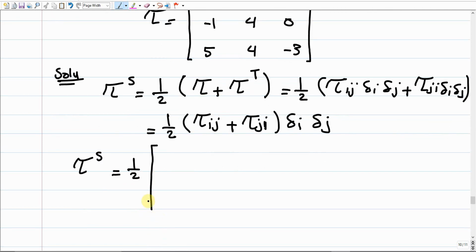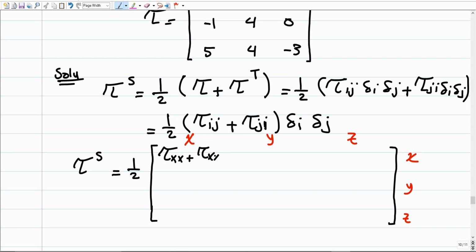And we're gonna have here this tensor, a little bit big tensor. And we're gonna have here the x components. This is the x column, the y column, and the z column, and the x row, the y row, and the z row. Make sense? So this component here should be xx. It means that i and j both are x. So we're gonna end up with tau xx plus tau xx.